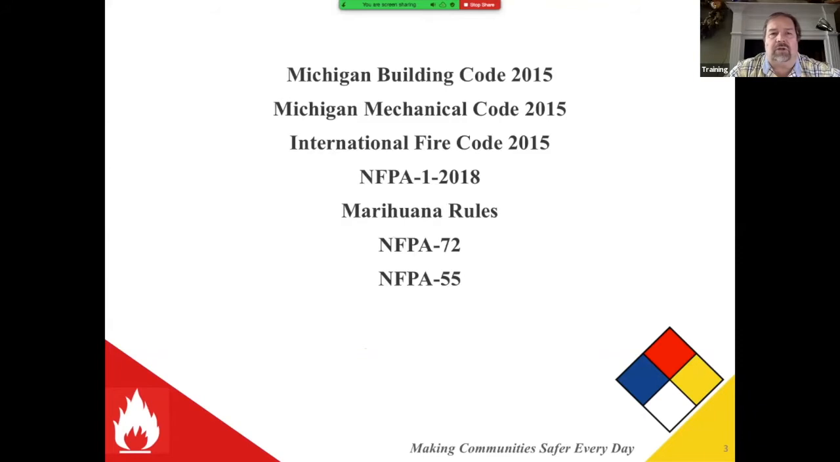So currently Michigan is on the 2015 series of I-codes. Michigan has amended the building code, the mechanical code. The International Fire Code stands alone as is. And NFPA 1 2018 is brought in by the marijuana rules and the marijuana law. Typically, we would not be dealing with NFPA 1 in our typical construction in Michigan.